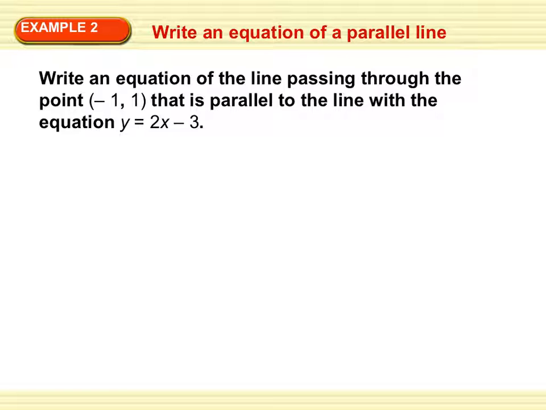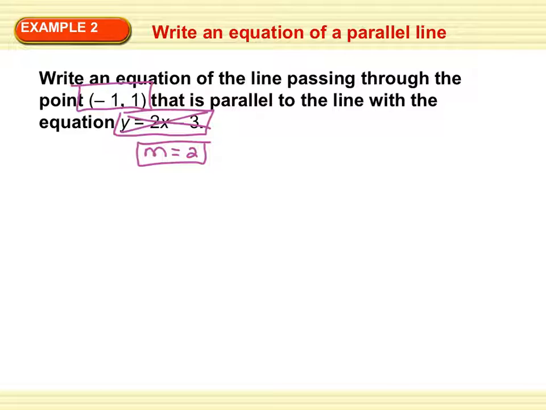So the slope of this line is what? 2. And that is the only piece of information I need from that line. Now I'm done with it. Don't use that -3, which is a common mistake people make. All I need from that is its slope. Now I've got a point and I've got slope.